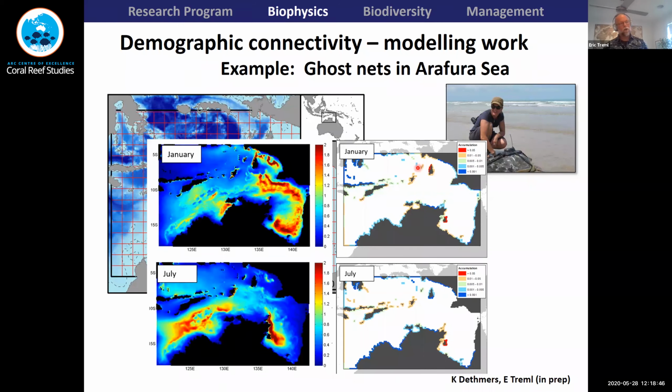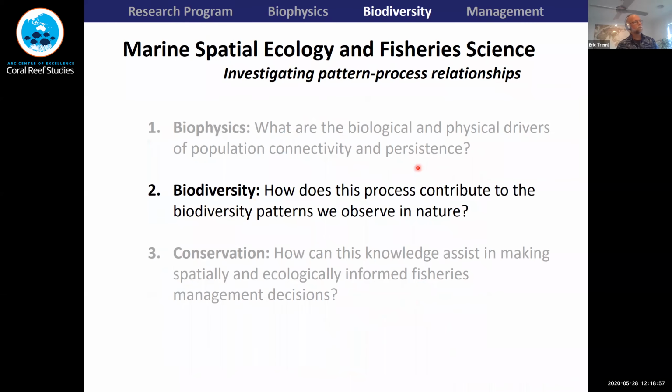Again, there's a fair bit of empirical data from the sea rangers up in the seascape, quantifying the density of ghost nets in this area. We're writing that up right now. Okay, so that's enough about the biophysics. What I'd like to do now is take a shift and think about the biodiversity implications of connectivity.